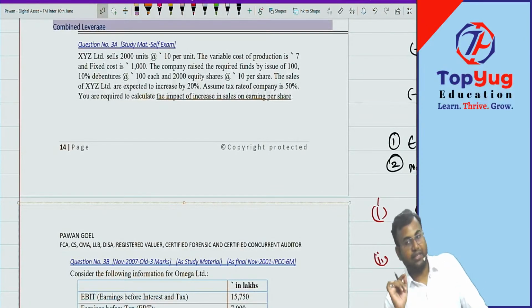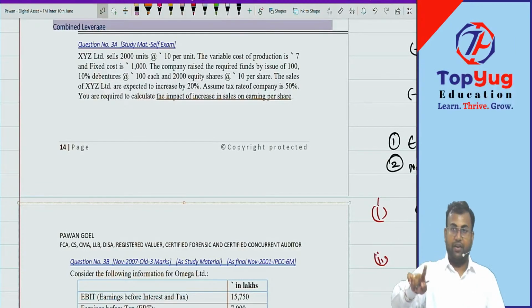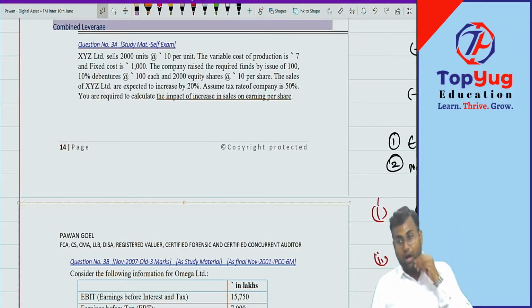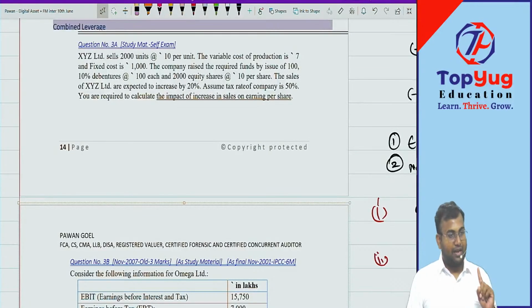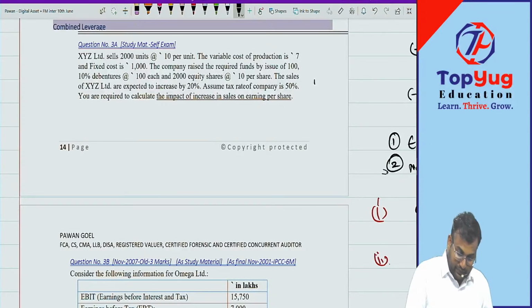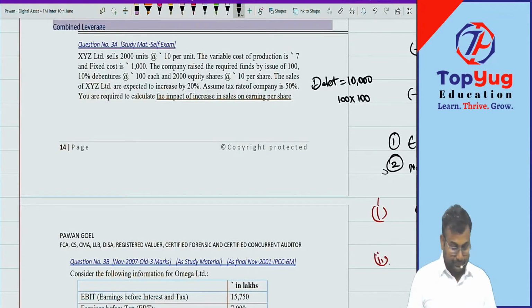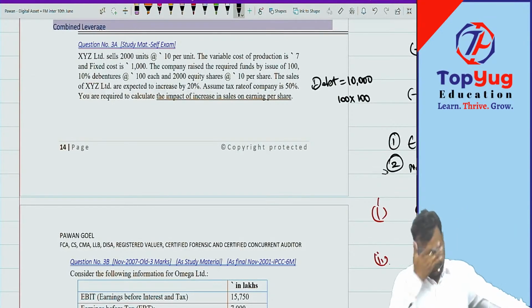So how many debentures are issued? 100 debentures. What is the price per debenture? 100. So total capital raised is how much? 100 into 100, that is 10,000. Are we able to conclude this? So total debt capital which is raised is 10,000, that is 100 per debenture into number of debentures. Are we all good? Next.